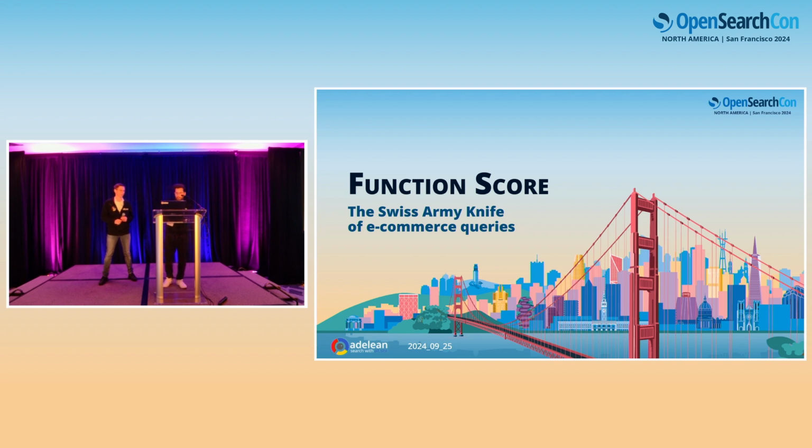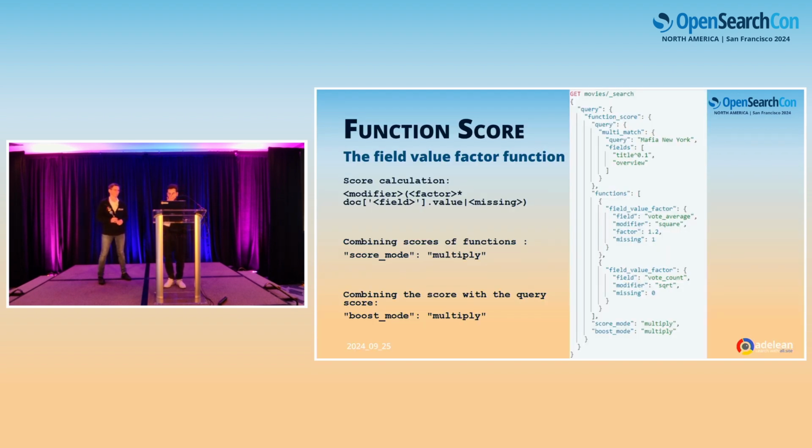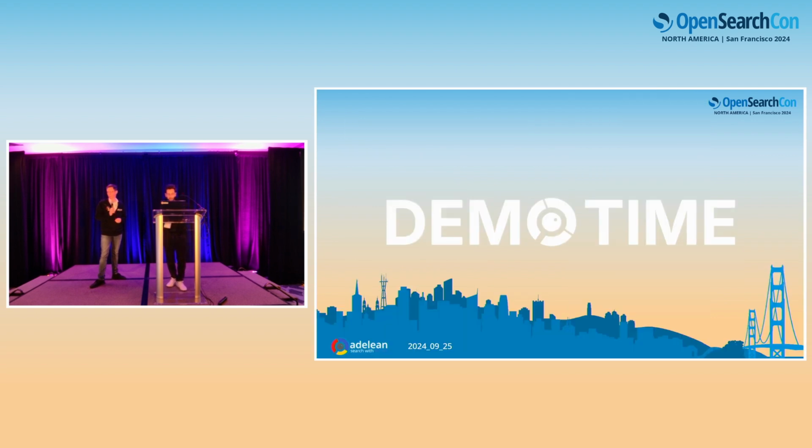And now I will show the function score query, which we like to call the Swiss Army knife of e-commerce queries, because it is very used in e-commerce, so it has a lot of benefits. For example, we can use it to boost the score based on some attributes in our products. For example, here we will search in a movie index, and we will boost the products that have the most vote average and also have a lot of vote counts, so that we will give the better movies in the first positions. And I have a demo.